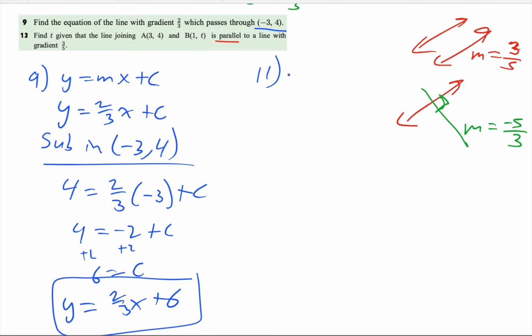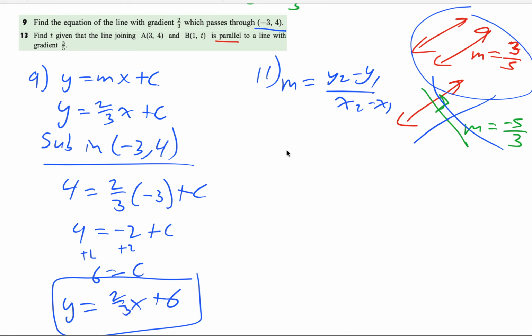So that means your equation is going to be, well, actually, let's just use the slope formula. The slope formula is slope equals y2 minus y1 over x2 minus x1. Oh, I picked the wrong one. Not this one, the parallel one's right there. The slope is 3/5. That's the m. y2 and y1, well, they're there. Look, 4 minus t, and this is 3 minus 1.